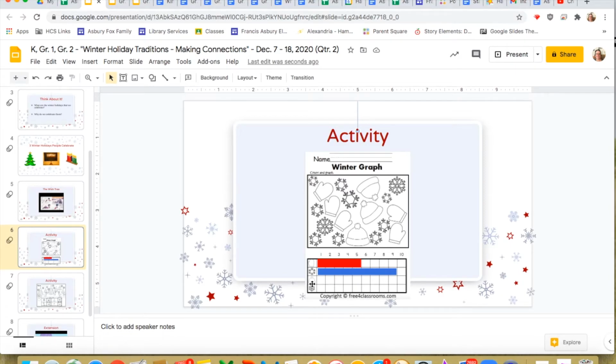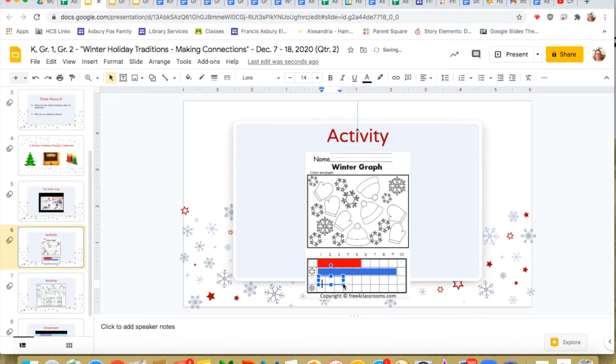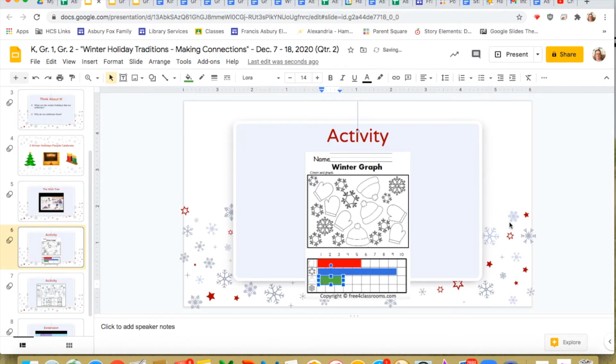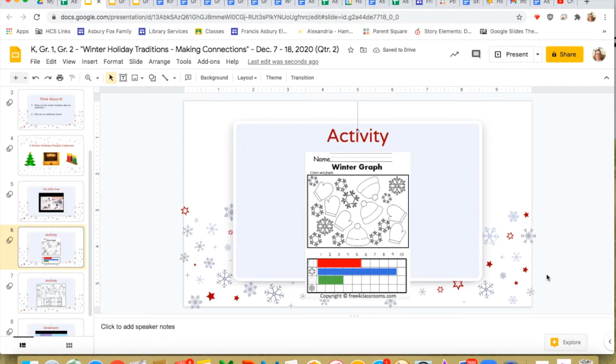Now let's count the hats. We have 1, 2, 3. So we have 3 hats. So you're going to color in 1, 2, 3 boxes. So while you're doing that, Miss T is going to also fill in 3 boxes. Let's see, Miss T will pick green this time. There we go. So Miss T filled in 1, 2, 3 boxes with green.